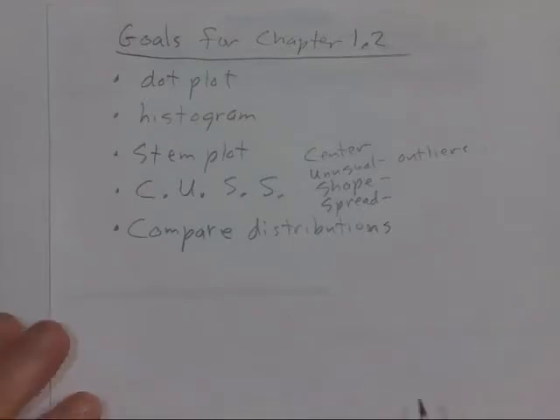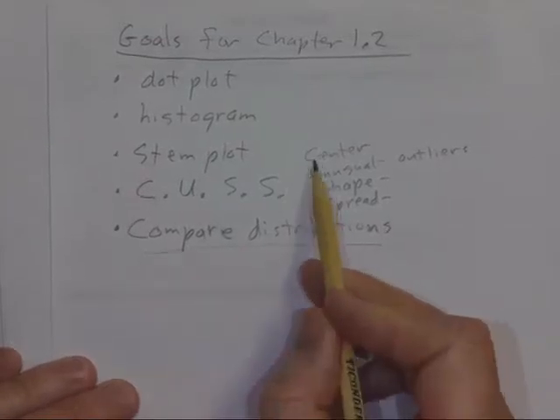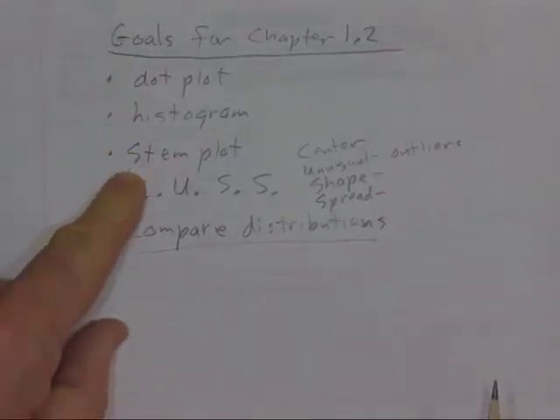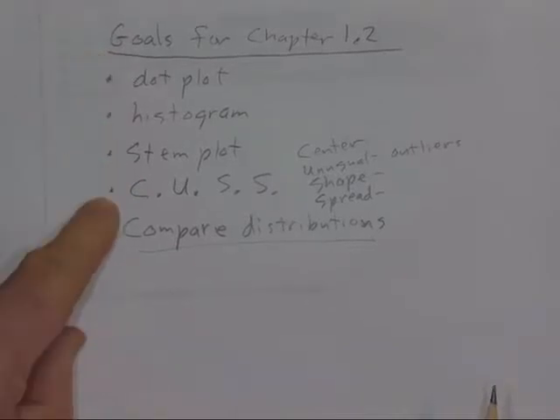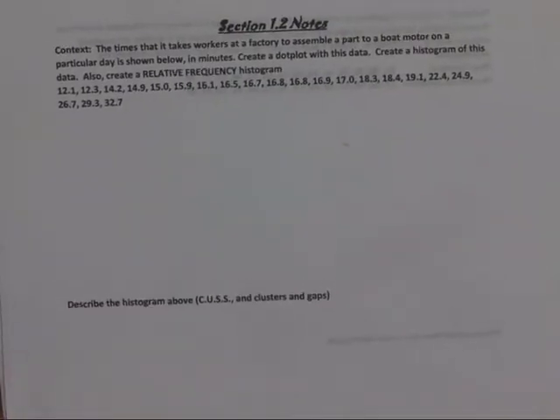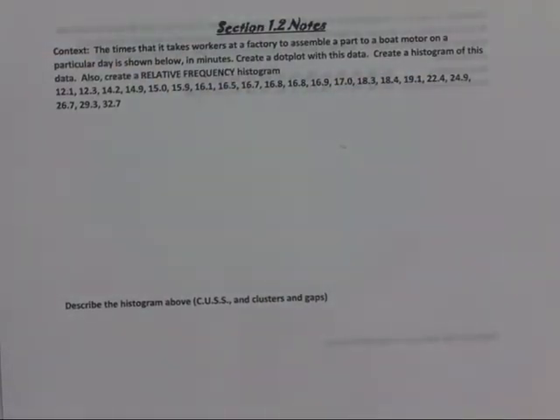And then lastly, if you're given 2 distributions, if you're given 2 listed numbers, to be able to compare them. And the way you're going to compare them is by cussing on both of them and using comparative phrases. And so we'll look at an example of that. So that's what I want you to try to make sure that you can do in regards to section 1.2. And so here's your little note sheet. So let's take good notes, and please contact me with any questions you have about any of this.